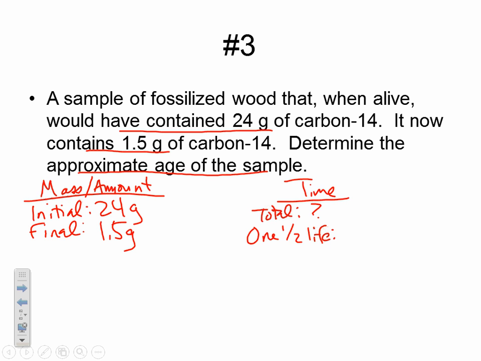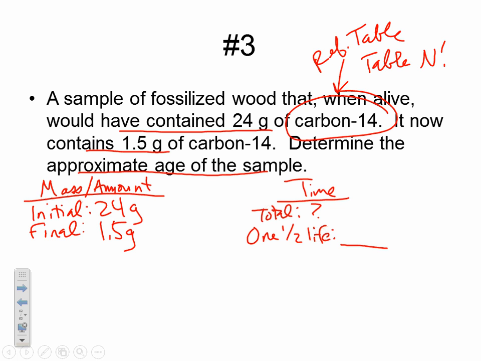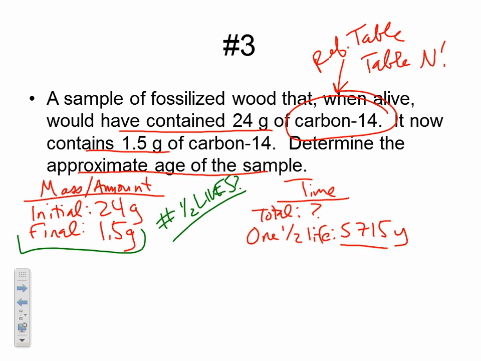Well, that's asking for the total time. It's how old is the sample? What is the total length of time that this thing has been sitting around? So we need to know the total, but again, we don't know the length of one half-life. But we do know that it is C14, which means reference table, which means table N, which means looking up C14 in table N and seeing that it has a half-life of 5,715 years, and we're going to use that information. Again, your middle step is always the number of half-lives, figuring that out somehow. Now, though, we have more information about the mass/amount.